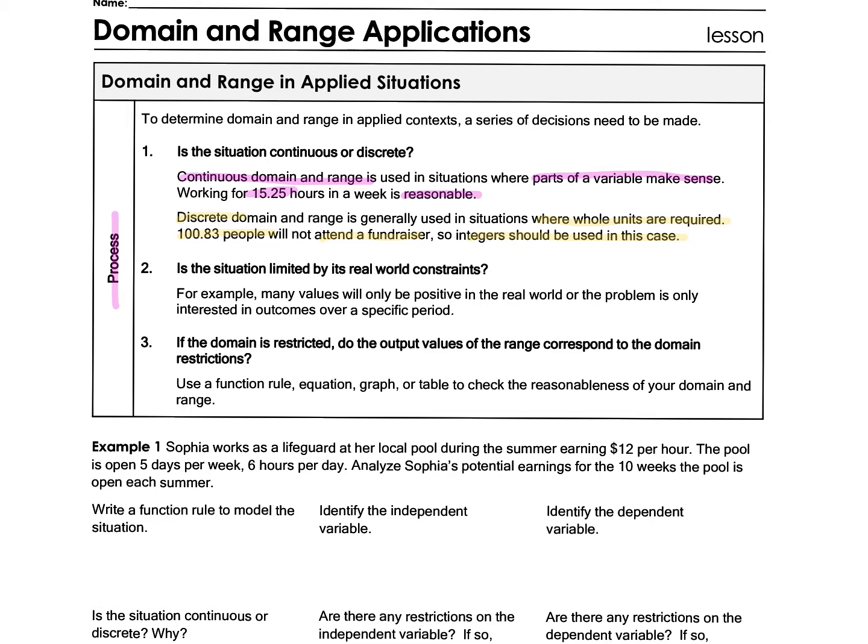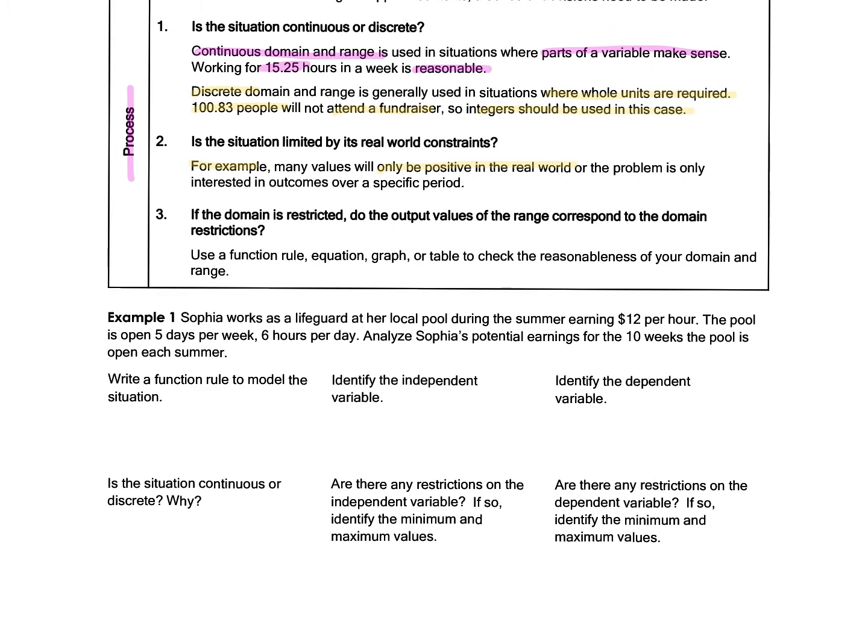It says, is the situation limited by its real-world constraints? For example, many values will only be positive in real-world situations. Or the problem is only interested in outcomes over a specific period. So there will be some real-world constraints. And then it says if the domain is restricted, do the output values of the range correspond to the domain restrictions? So you're going to be using a function rule, an equation, graph, or table to check the reasonableness of your domain and range. All right, so let's look at our first example here.